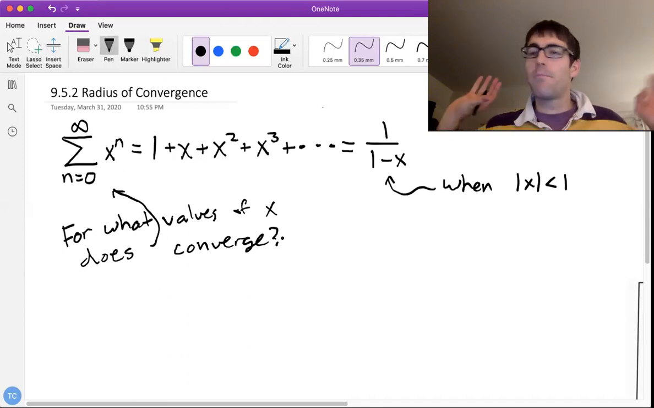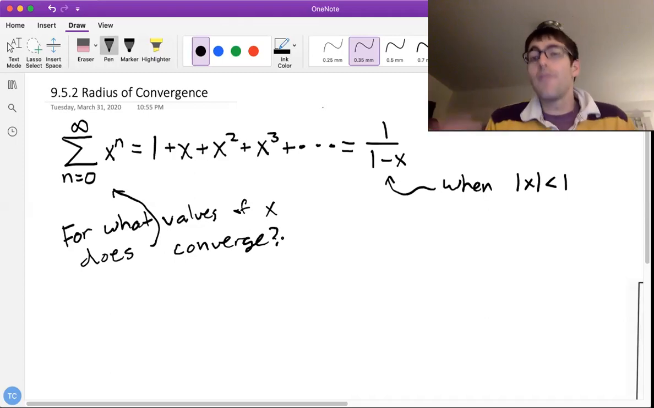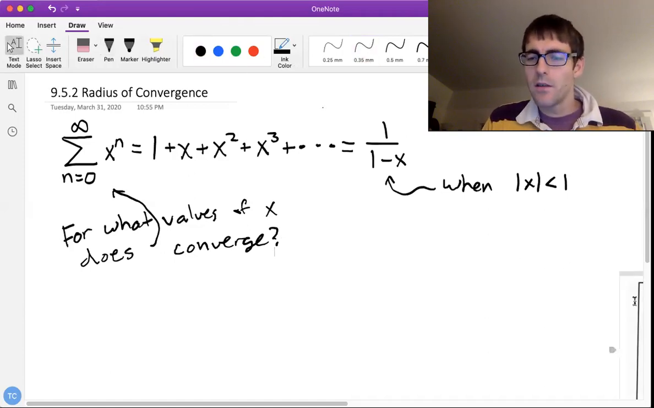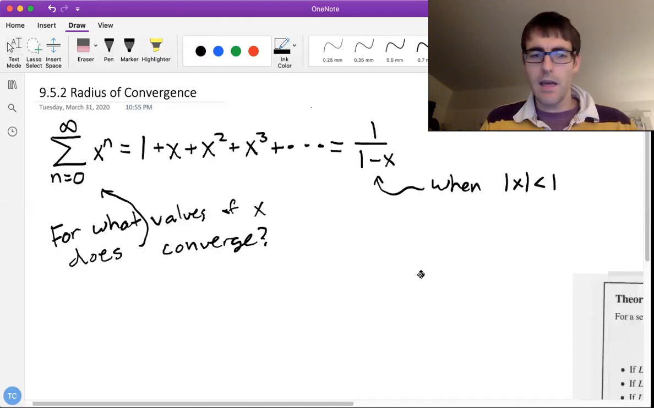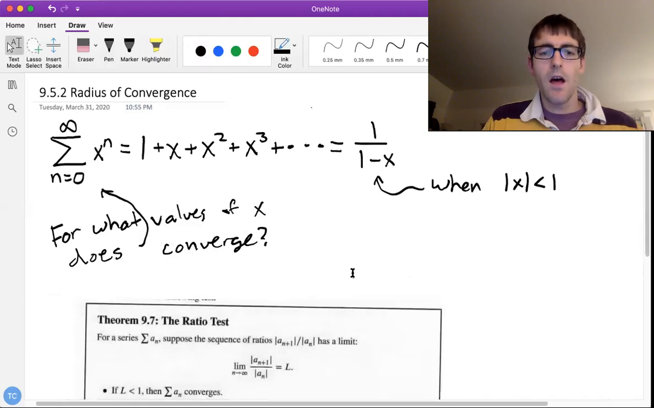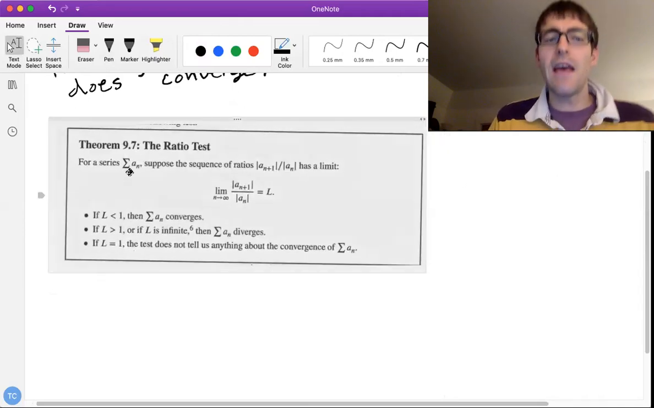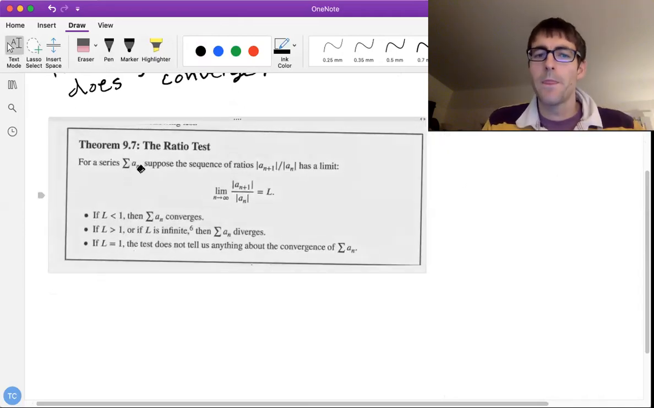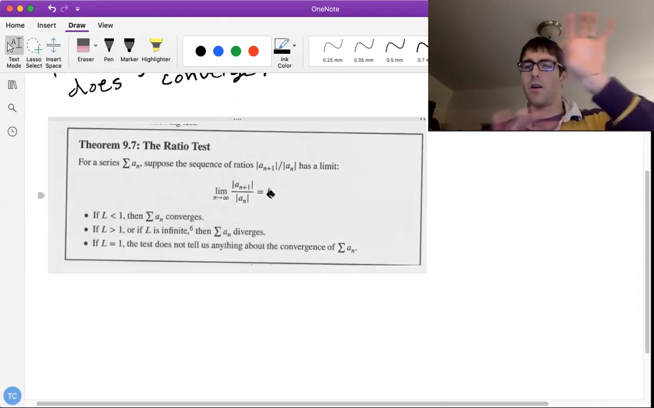Okay, so there's a bunch of different tests that we can use, and oftentimes we could use any of them. The one that actually is going to be the most useful to us is the ratio test. In case you don't remember it, the ratio test says that to determine if a series converges or not, we're going to calculate this limit. And it's the limit of the ratio of the next term over the current term.